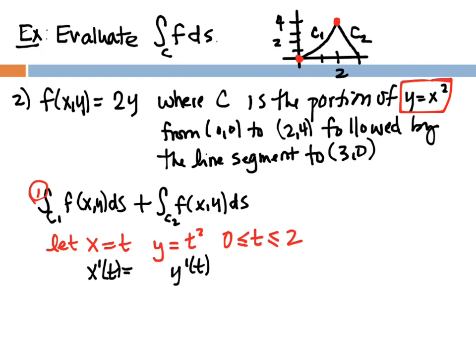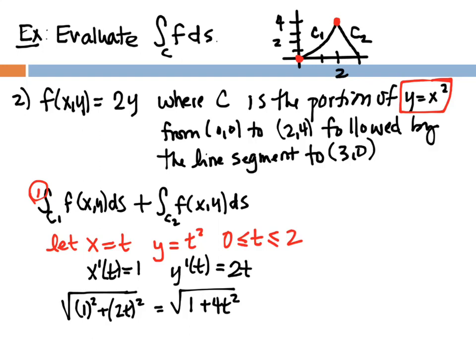No, but good try. 1, yes. What's the limit for y? Not the limit, the derivative for y. 2t. So the square root that I was dealing with earlier, I'm going to have the square root of 1 squared plus 2t squared. So what's the square root going to be? Right, 1 plus 4t squared.